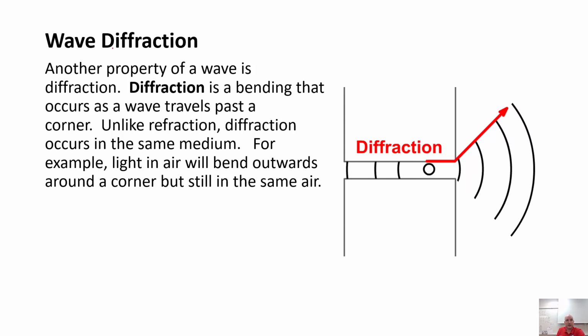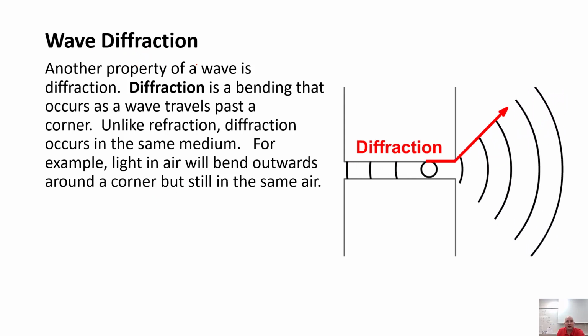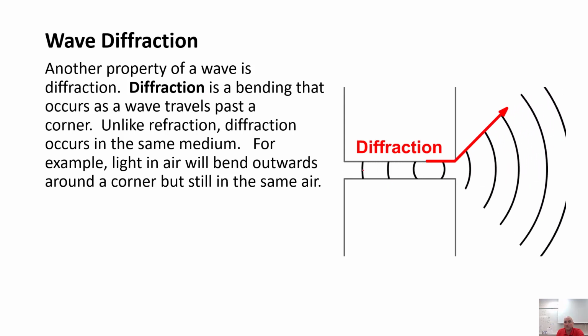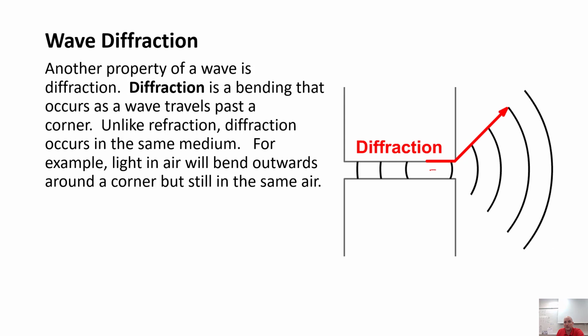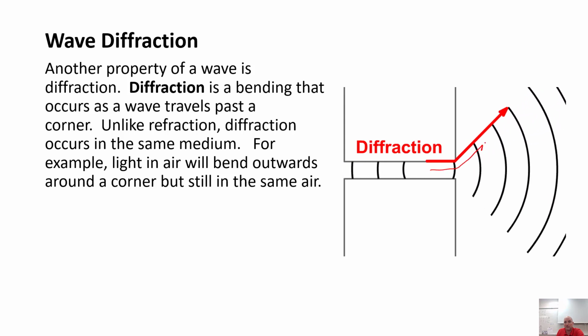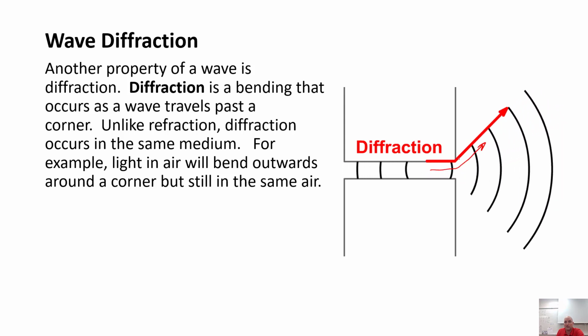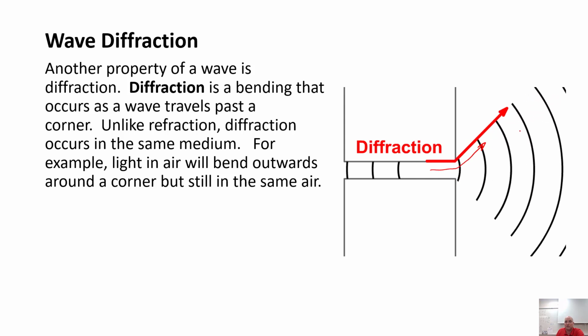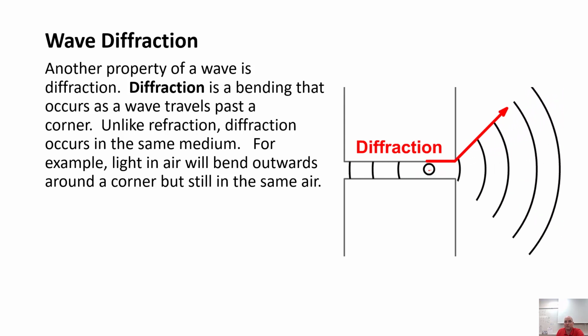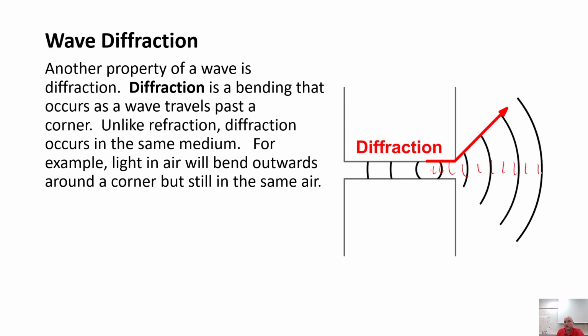Next phenomena that we have is wave diffraction. And wave diffraction is a bending that occurs not in a new medium. You're still in the same medium. So a wave is being created here, but as it goes around the corner, it has a bending around that corner at that spot. And so if it was just matter, the wave would go straight ahead.